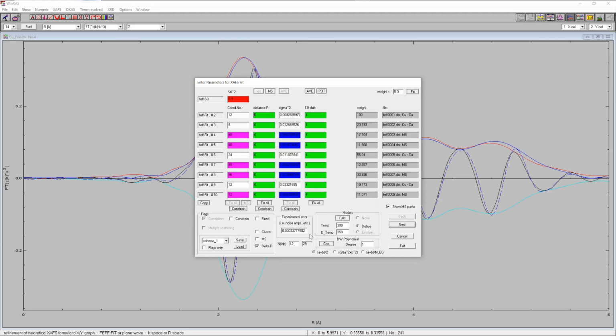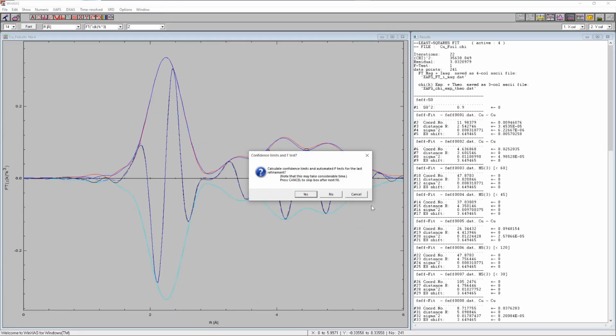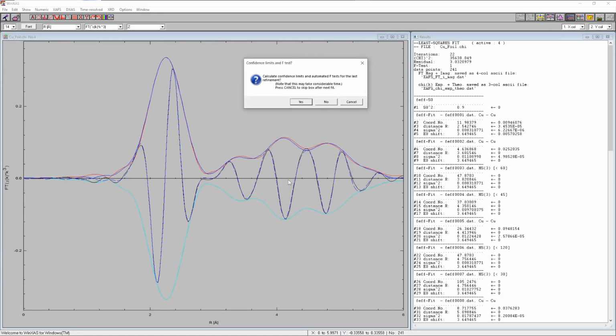That should give a stable refinement. And so now we can give that a try. Click on OK, and the refinement is done. 22 iterations, and we obtain a reasonably good agreement between experiment and theory in amplitude, and of course also in the imaginary part.